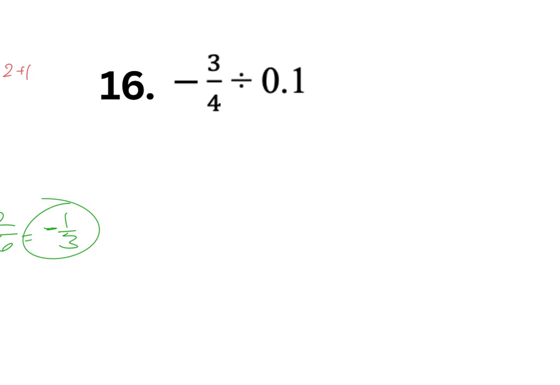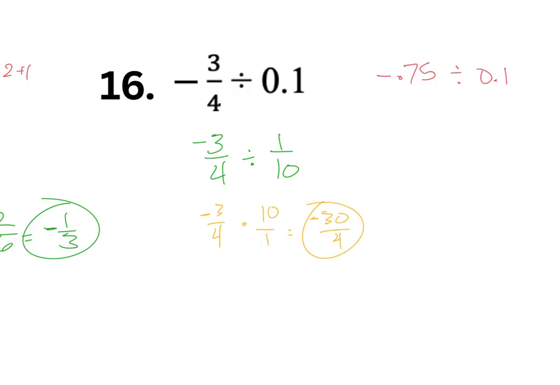Negative 3/4 divided by 0.1. Oh no, what are you going to do? You could do this, or you could do this. It doesn't matter. Which one do you want to do? You could do that, which, by the way, will end up being 4 times 7 is 28, so negative 7 and a half. And if you want to do that right here, be my guest.